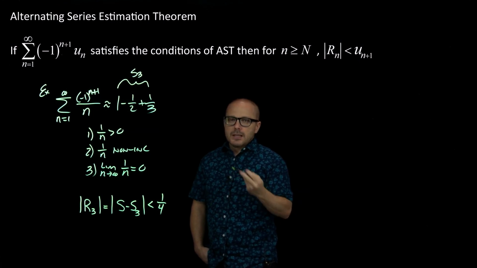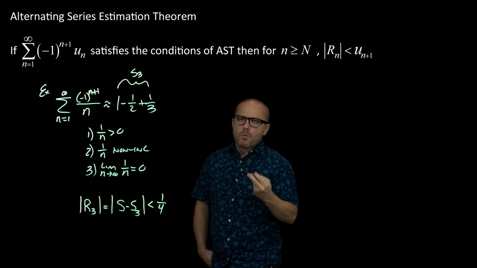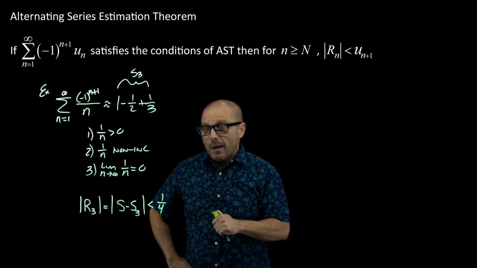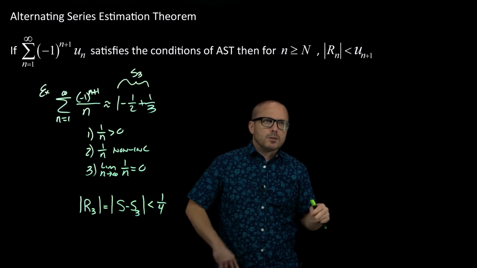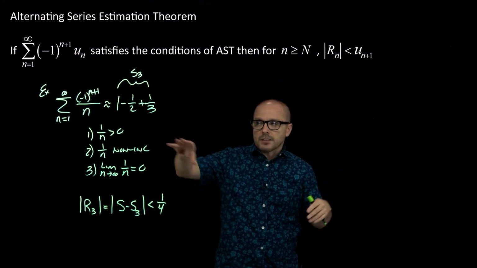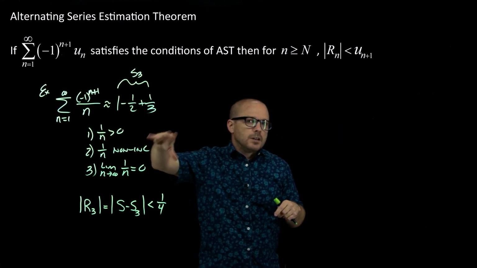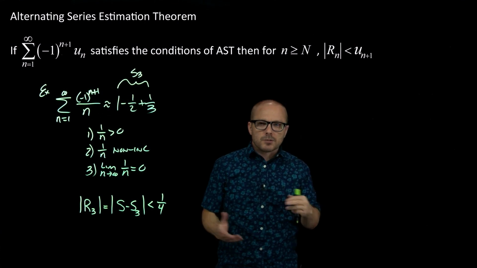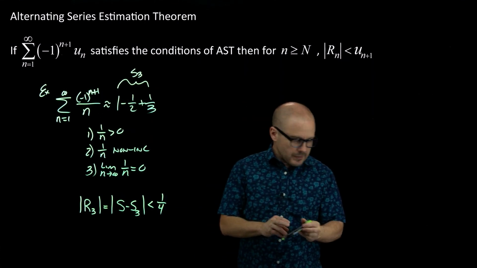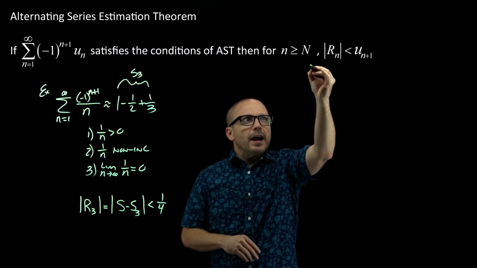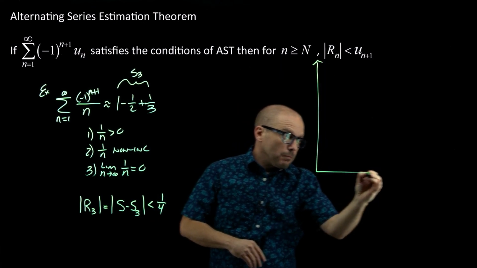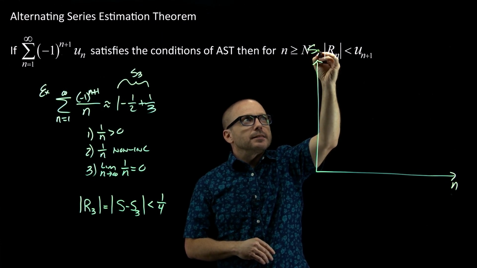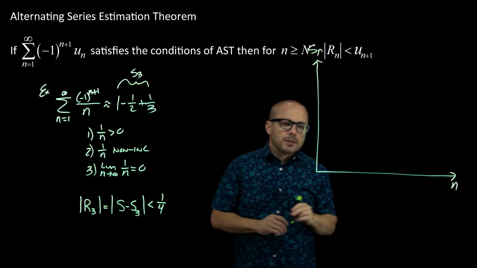OK, so let's try and think about why this is true. Why is the error magnitude less than the next term? What I want to do is draw an arbitrary series, not necessarily this one, but one that satisfies the conditions, and draw a picture of what the partial sums need to look like because of that. So I'm going to graph, along this axis, n, and along this axis, my partial sum.